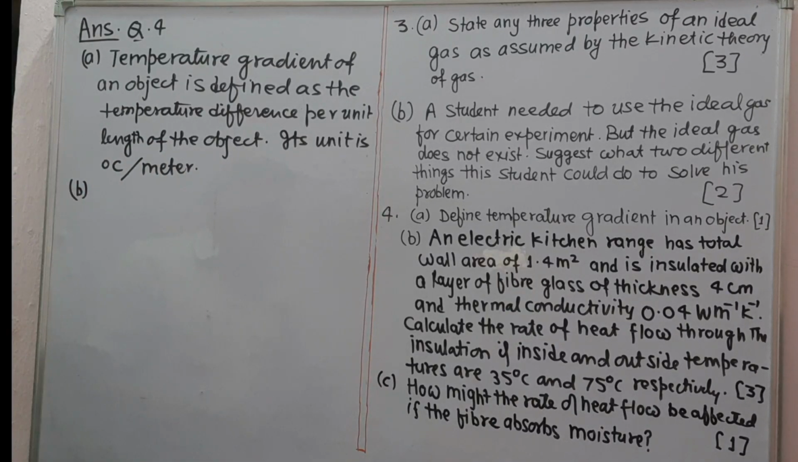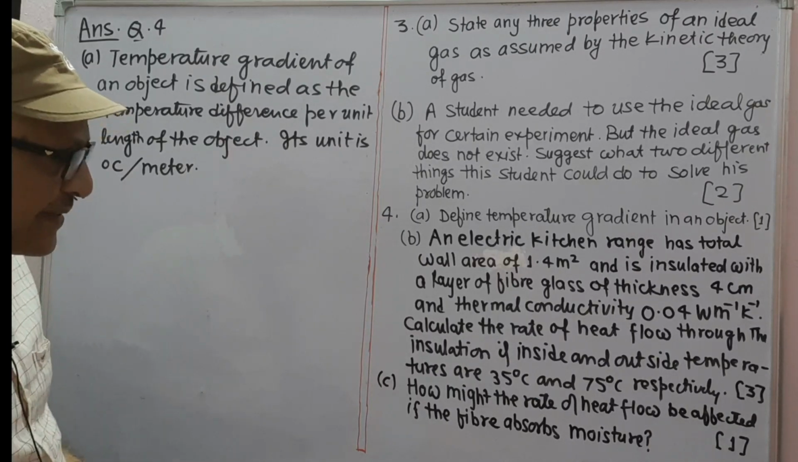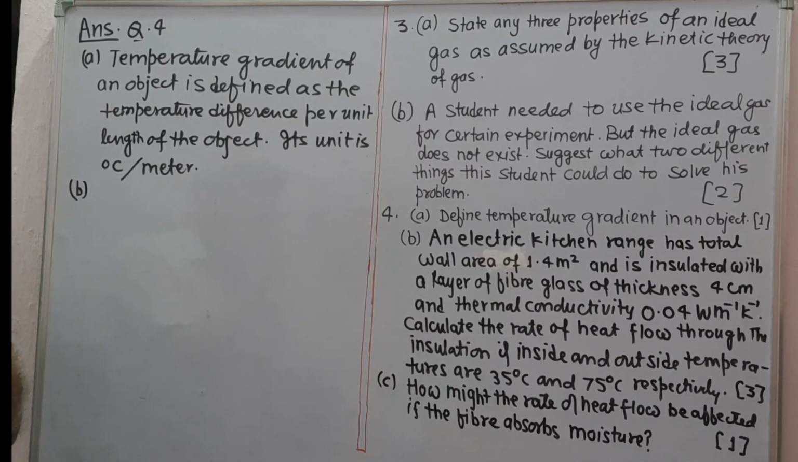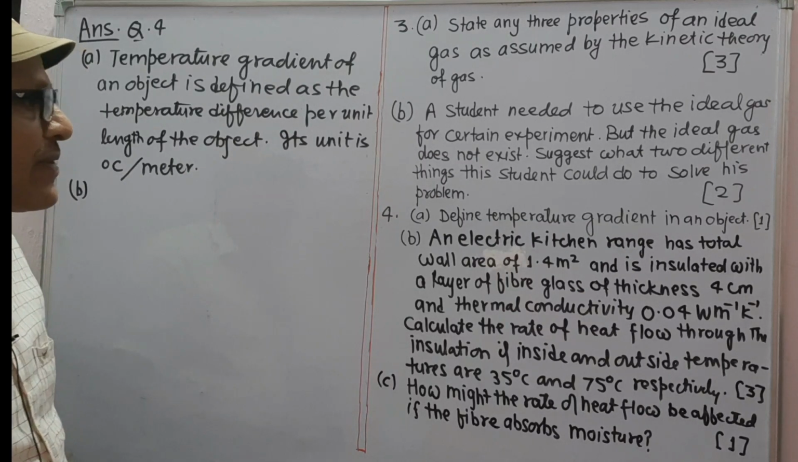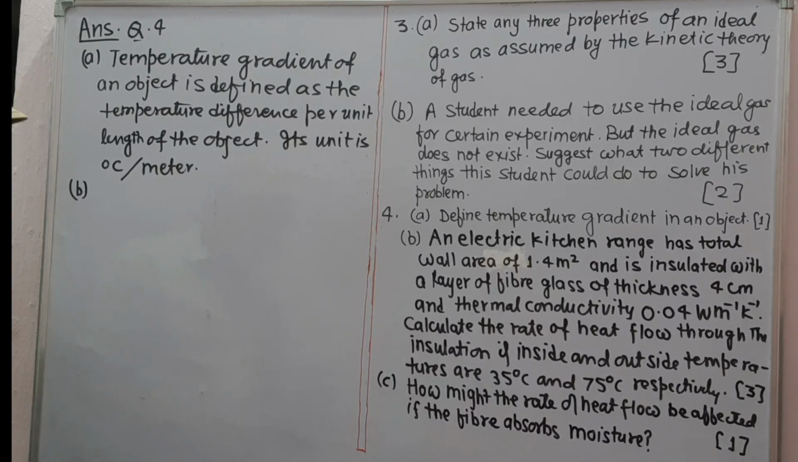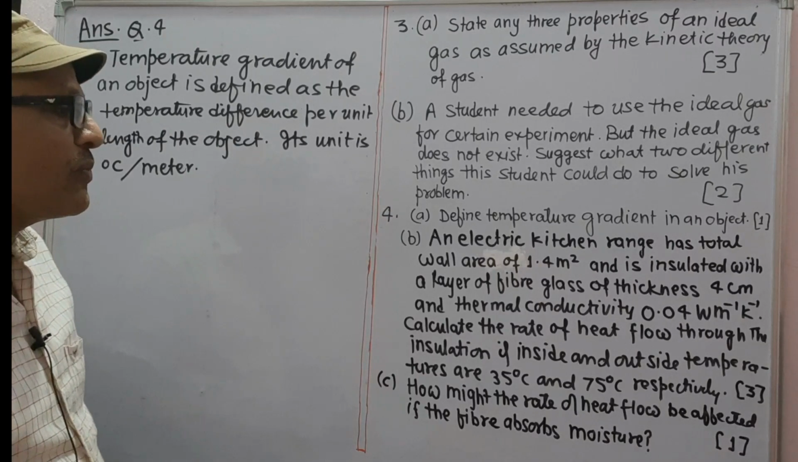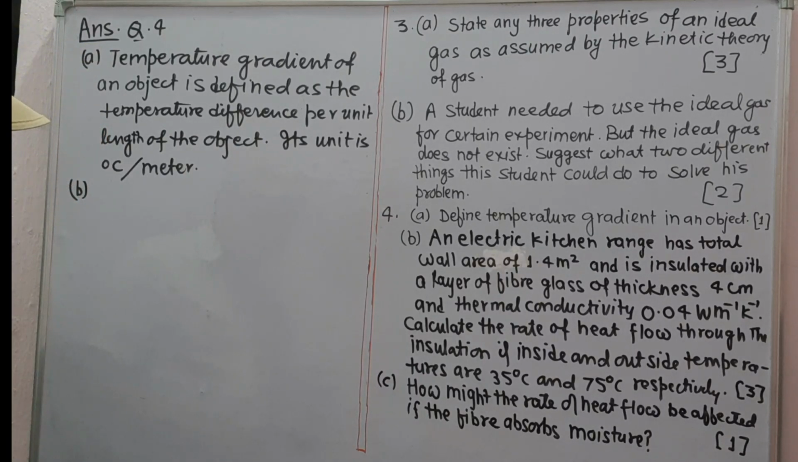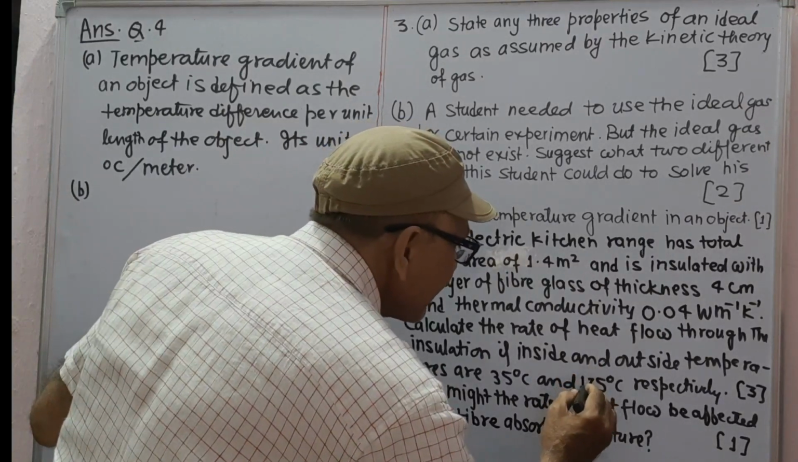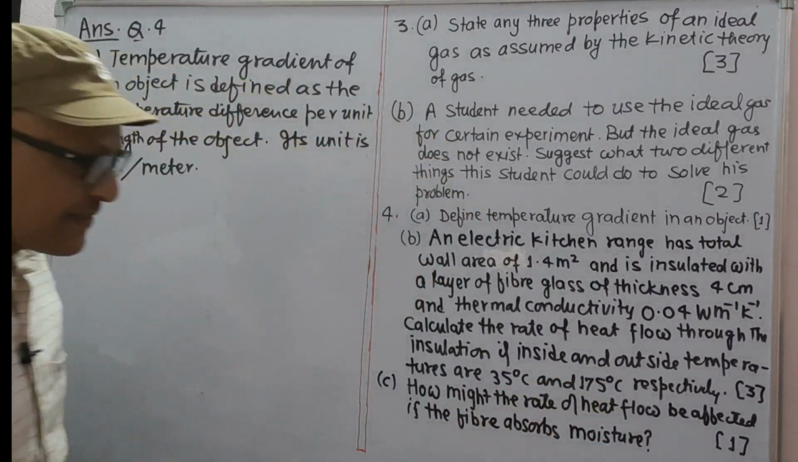B part. The question is: an electric kitchen range has total wall area of 1.4 meter square and is insulated with a layer of fiberglass of thickness 4 centimeter and thermal conductivity 0.04 watt per meter per Kelvin. Calculate the rate of heat flow through the insulation if the inside and outside temperatures are 35 degrees Celsius and 175 degrees Celsius respectively.